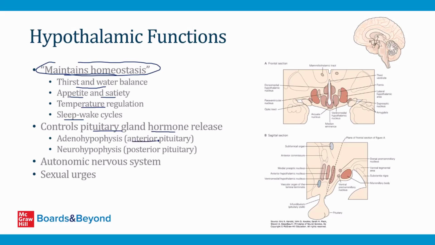The anterior pituitary gland is called the adenohypophysis, and release of hormones from the anterior pituitary gland is controlled by the hypothalamus. And then the posterior pituitary gland is called the neurohypophysis, and the hormones released from here are synthesized in nuclei in the hypothalamus and then released from the pituitary. And then the hypothalamus also controls the autonomic nervous system, functions related to the parasympathetic and sympathetic systems, and it also plays a role in sexual urges.